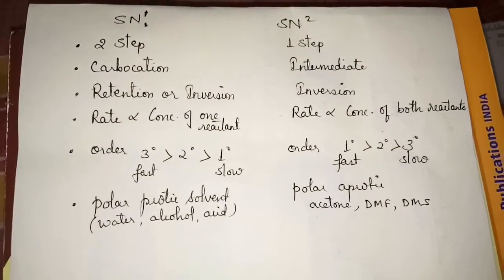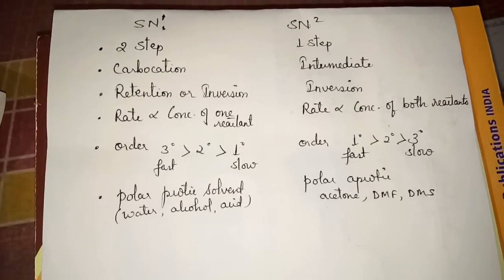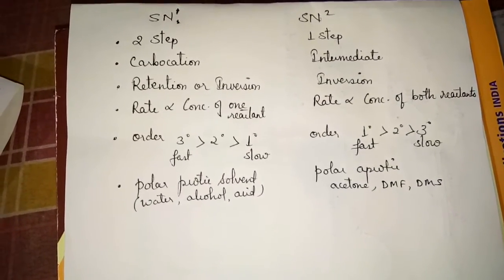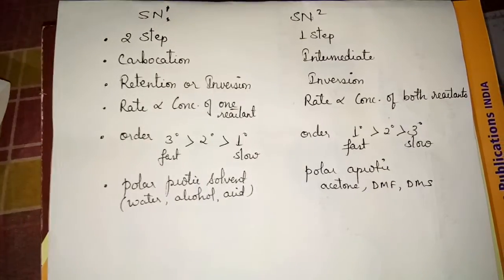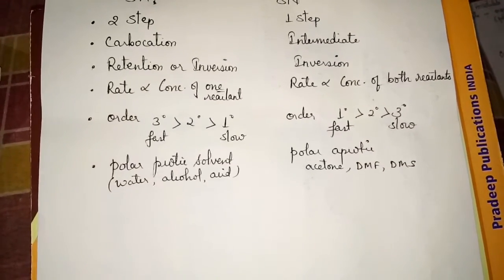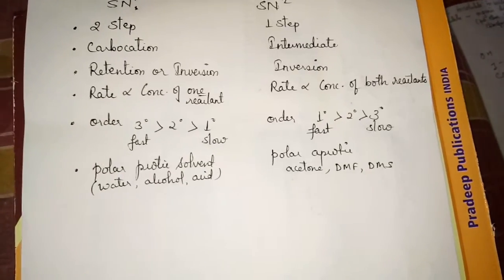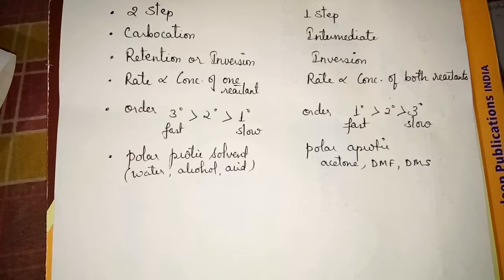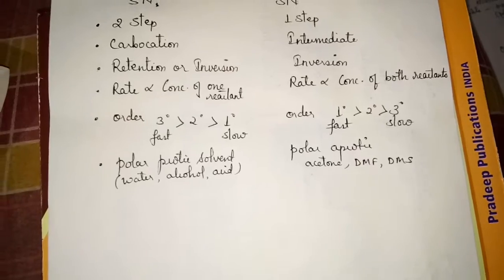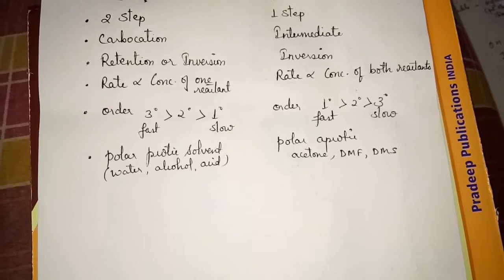The first one, SN1 is a two-step reaction. In SN1, a carbocation is formed. In SN2, it's a one-step reaction and a transition state is formed. In SN1, you have seen Walden inversion, that is inversion takes place, while in SN2 only inversion takes place. Means in SN1, retention or inversion both will take place, while in SN2, you will find that inversion will take place.